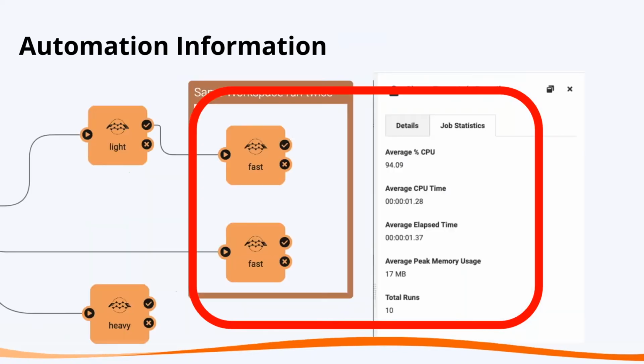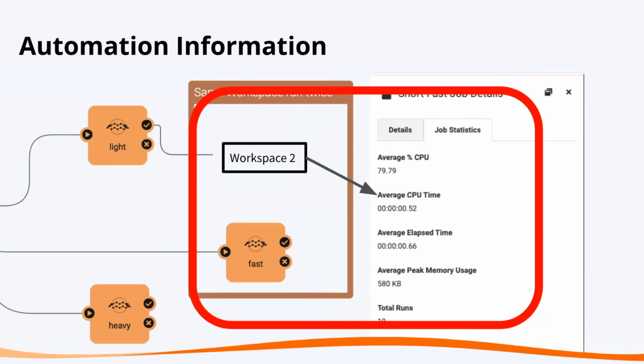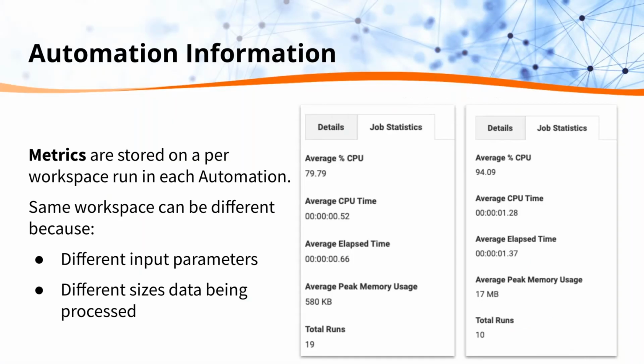So when you go into automations, for each automation it shows you the amount of time. For this one up top there, fast, you can see it took about 1.2 seconds of CPU. And the second one took less than 1 second. So you can see that the time is different. If we compare those side by side, you can see that they're very, very different job statistics.